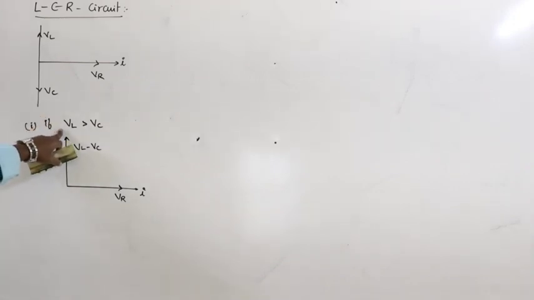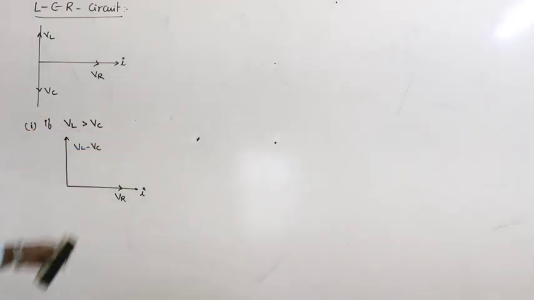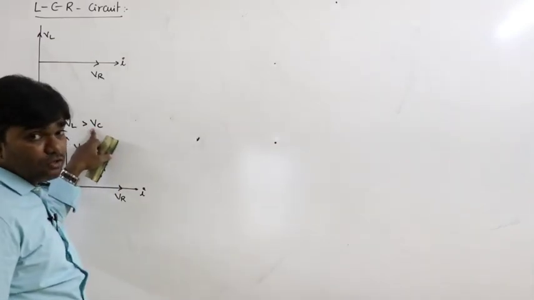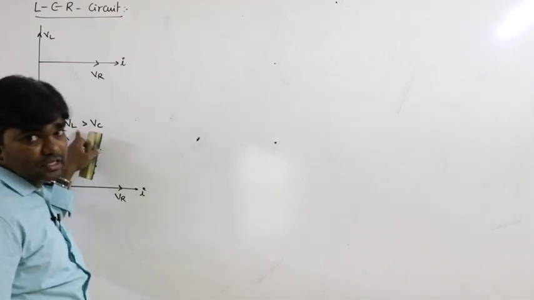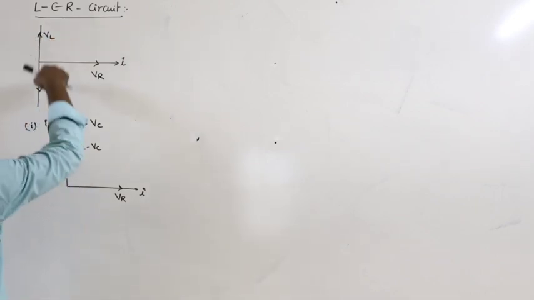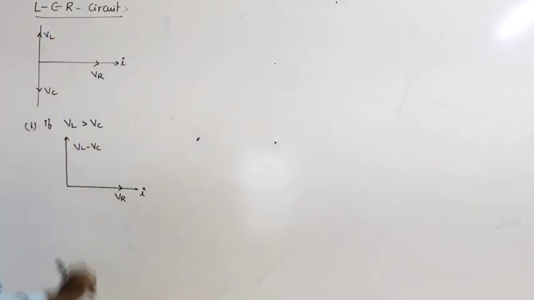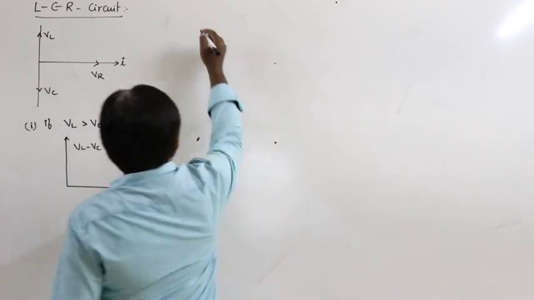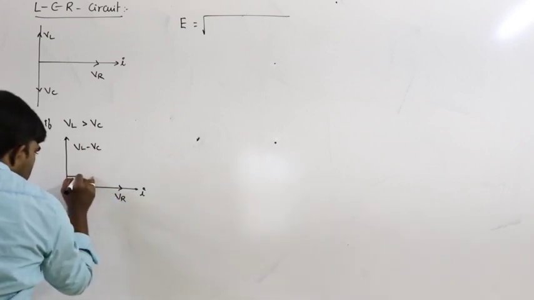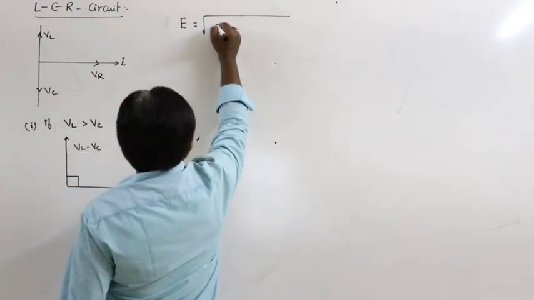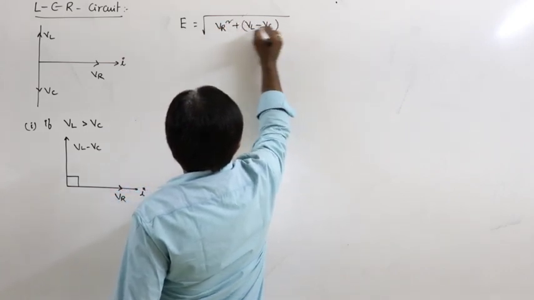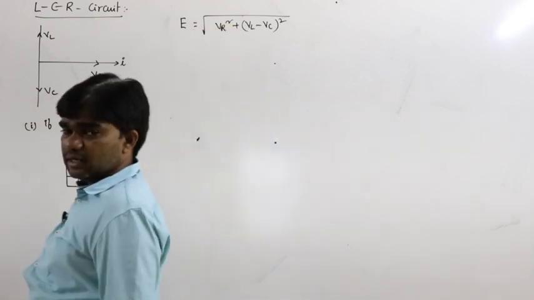If potential across the inductor is greater than the potential across the capacitor, then this VL minus VC is upwards and it is VR. So then net potential E can be written as square root of, what is the angle between these two? 90 degrees. So therefore VR square plus VL minus VC whole square. This is the net potential.